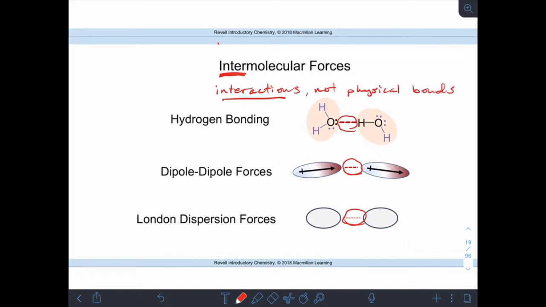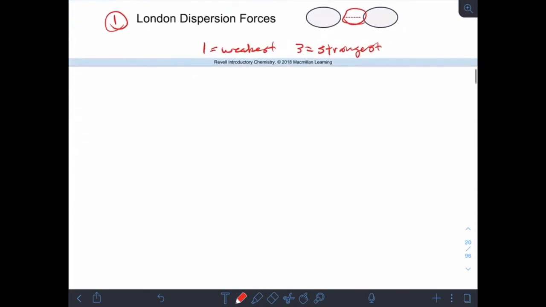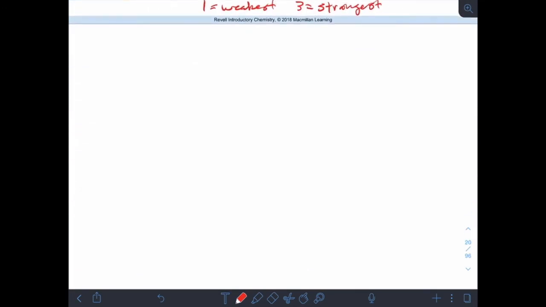So if I rank these three different forces in terms of strength, with 1 being the weakest and 3 being the strongest, I'm going to put a ranking of 1 with London dispersion, a 2 with dipole-dipole, and a 3 with hydrogen bonding. Okay, so let's get in here and start talking about how these individual forces work. We're going to start with the weakest one, the London dispersion.